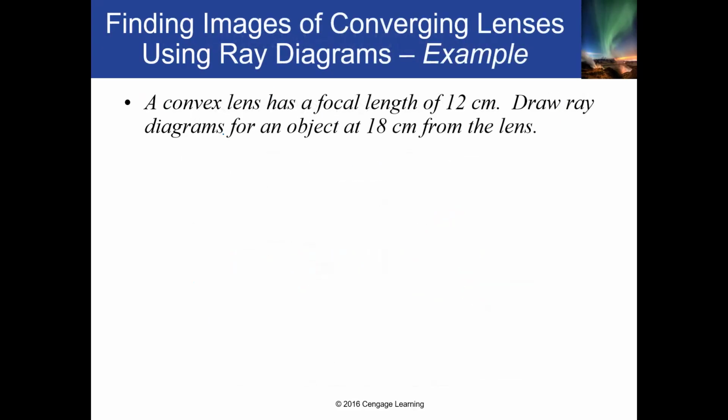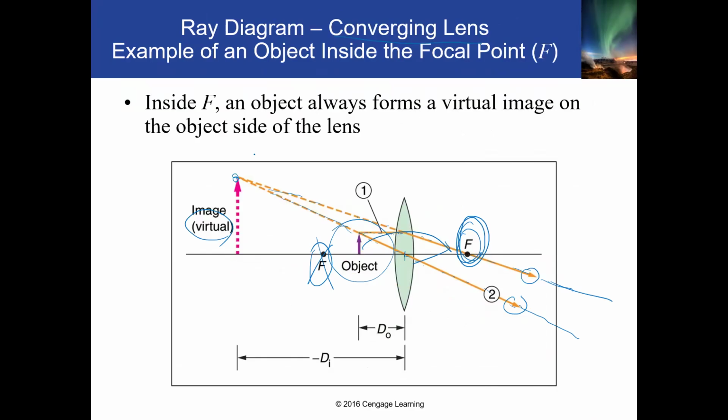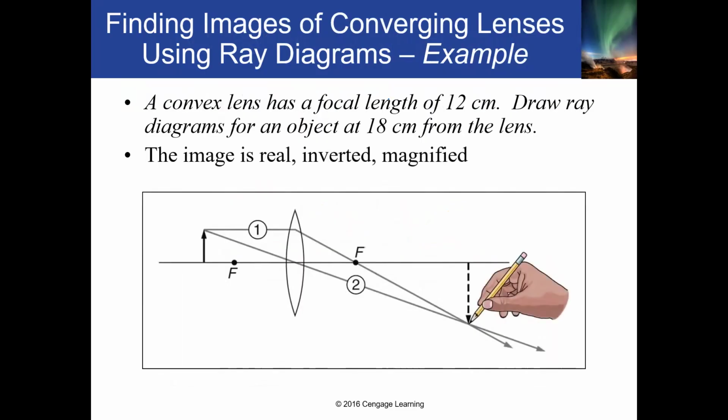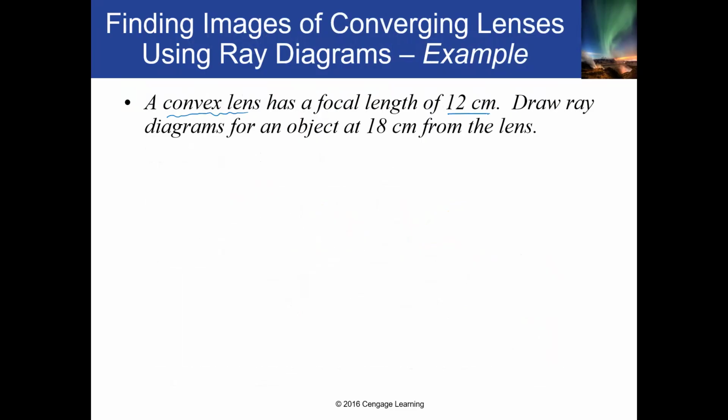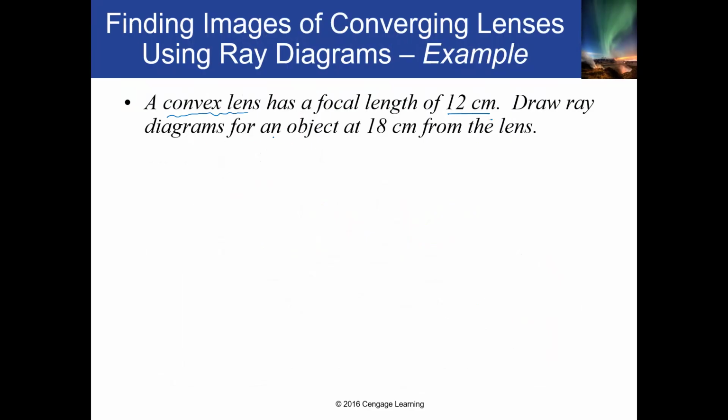So now we have a convex lens, right? So which one is a convex lens? Be careful about their names, right? Okay, so this is a convex lens, a converging lens. So now we have a convex lens. Focal length is 12 centimeters, right? And then draw the ray diagram for the object 18 centimeters from the lens.